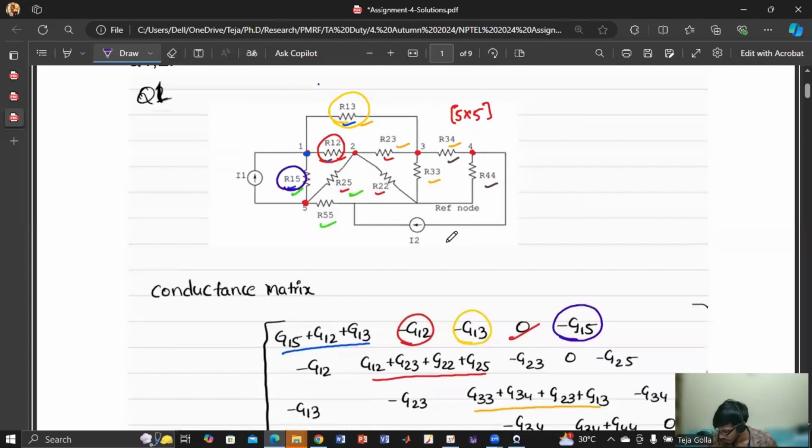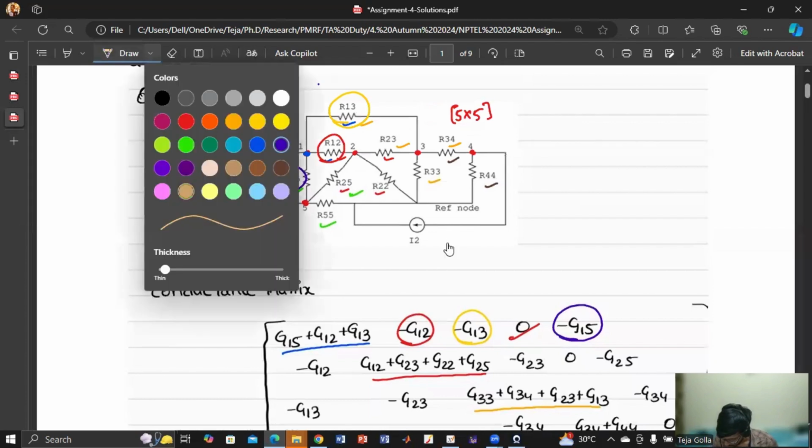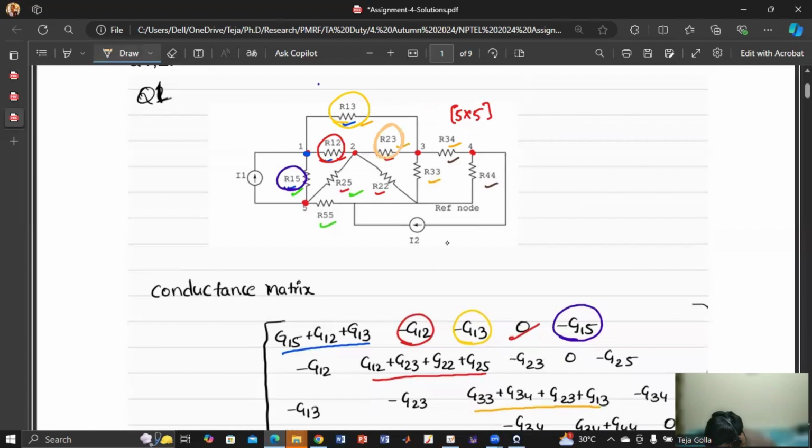Now if you see between node 2 and node 3 there is R23. So that's why we have minus G23. But between 2 and 4, there is no such direct connection. So that's why you have 0. And between 2 and 5, there is one R25 resistance. So that's why I'll get minus G25. Now node 2 is done.